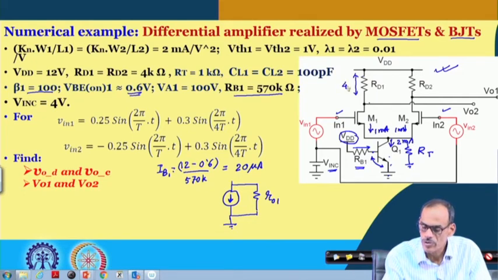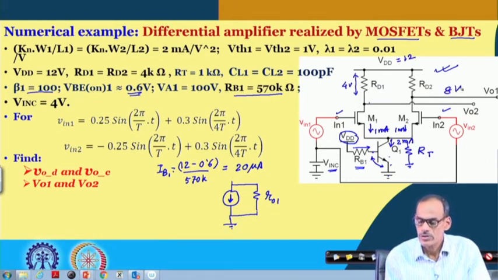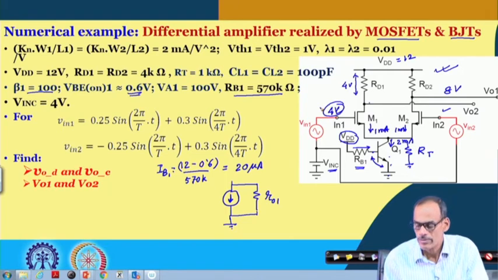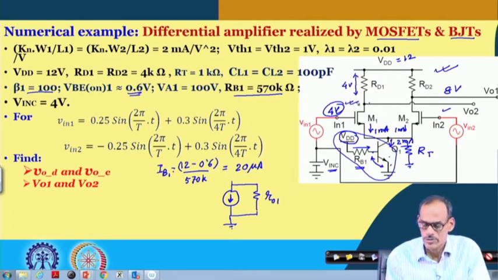So, we do have 4 volt drop across RD1 and RD2, and then we do have DC voltage of 8 volt. So, we do have 4 volt here, and now this current is in fact more dependent on the lower transistor rather than this voltage.